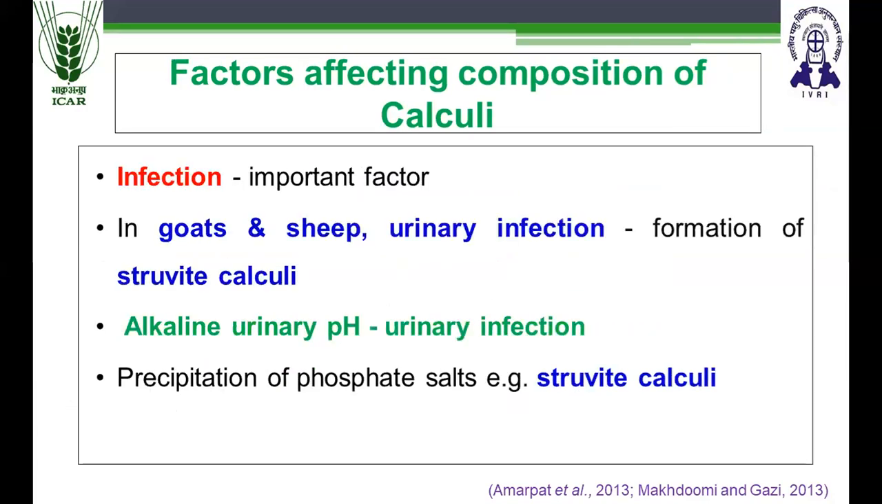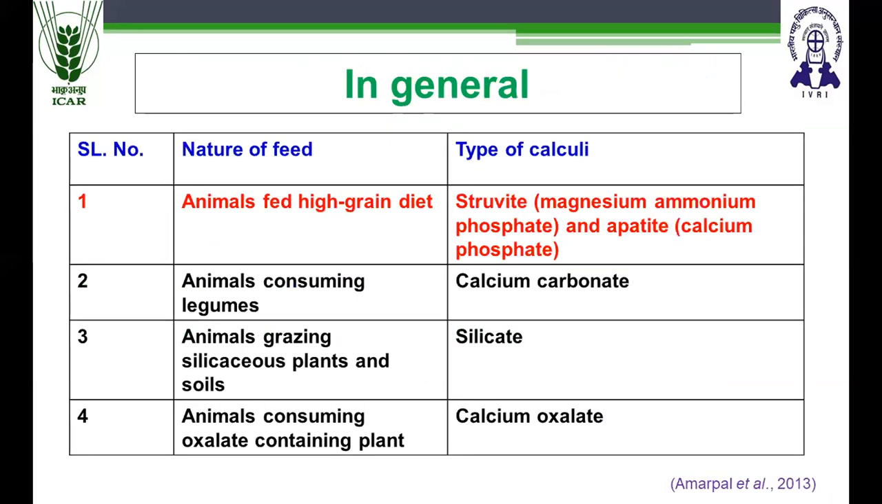Continuing, infection is an important factor, especially infection with urease producing bacteria like Staphylococcus or Proteus, which make the animal susceptible to urolithiasis. In sheep and goats, urinary tract infection with urease producing bacteria like Staphylococcus or Proteus is reported to cause the formation of struvite calculi. And the highly alkaline urinary pH of these animals makes them predisposed to urinary infection. So precipitation of phosphate salt occurs, thereby leading to obstruction of the tract by struvite calculi.